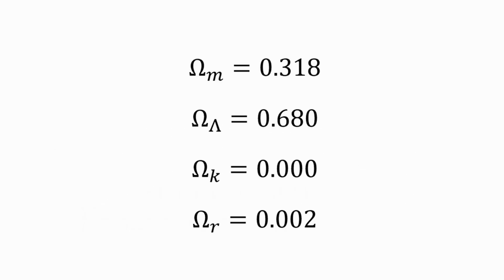The mass-energy content of the universe is currently 0.05 ordinary matter, 0.268 dark matter, with a total 0.318 for omega m. Dark energy currently dominates the universe expansion, and this term is 0.68. The universe is assumed to be flat and the radiation component is only 0.002.